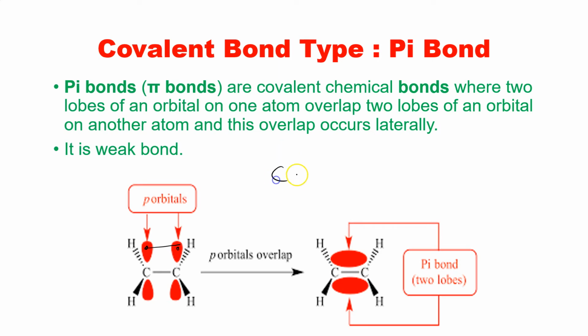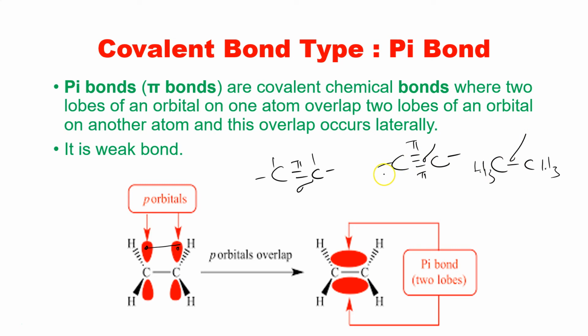Suppose this is a carbon-carbon double bond, and carbon has 4 valence electrons, so the valency of carbon is 4. The bond between this carbon and carbon, one is sigma and the second one is pi. So always remember that when there are 3 bonds, as in acetylene, out of that 2 are pi and 1 is sigma. When there is only a carbon-carbon single bond, as in the ethane molecule, it means that it is a sigma bond. So sigma is strong and pi is weak.